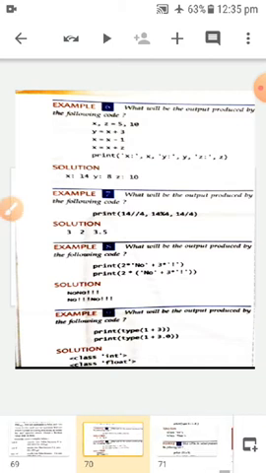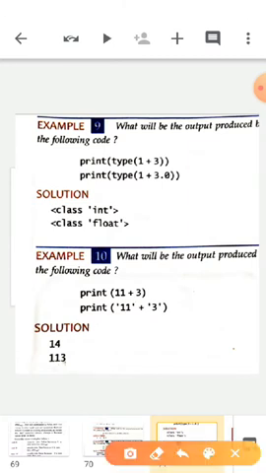So let's discuss these questions. Before that, let's discuss this. See, what will be the output produced by the following? type(1 + 3). So the question wants to know the type of this particular statement.